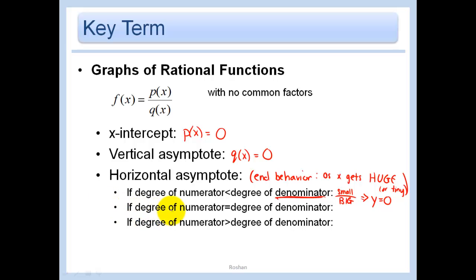If the degree of the numerator equals the degree of the denominator, well, now neither of them are larger. They're the same. So we just take the ratio of the coefficients, and that is going to be our horizontal asymptote.